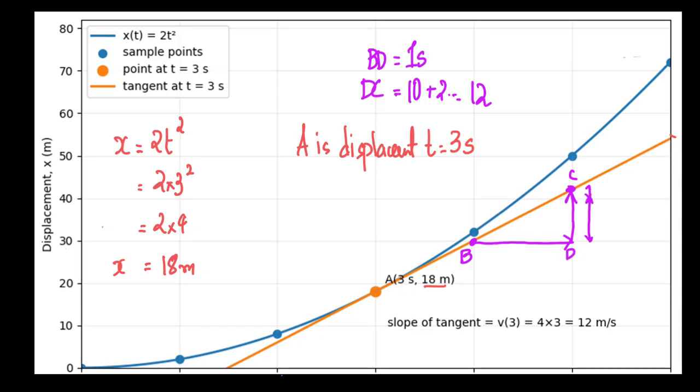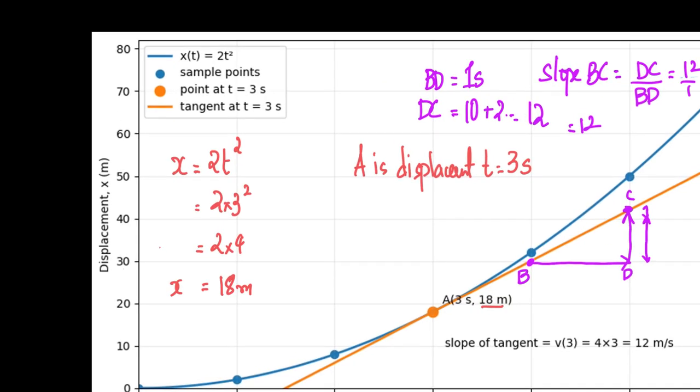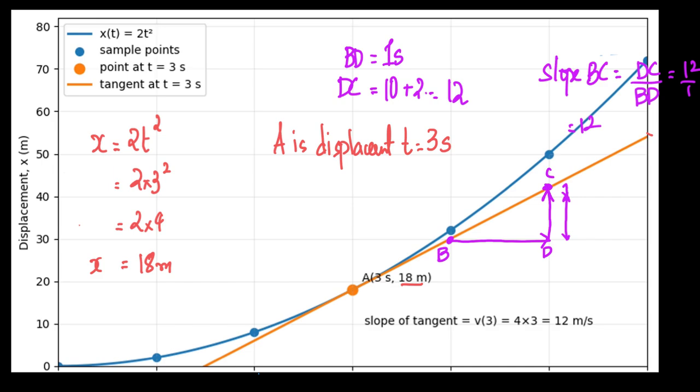So if you write down here, let me just clear this out now because we need only, oh, okay, maybe we need both of them. So what is the slope of BC? Slope of BC is actually DC divided by BD, which gives us 12 divided by 1, which is equal to 12.